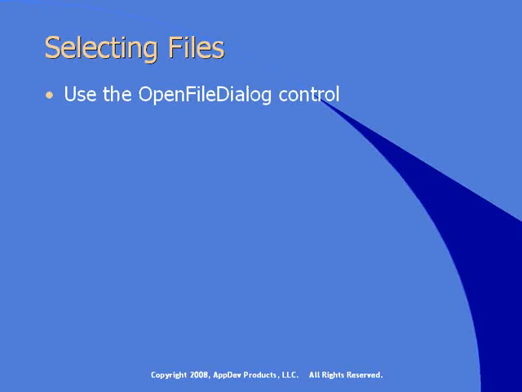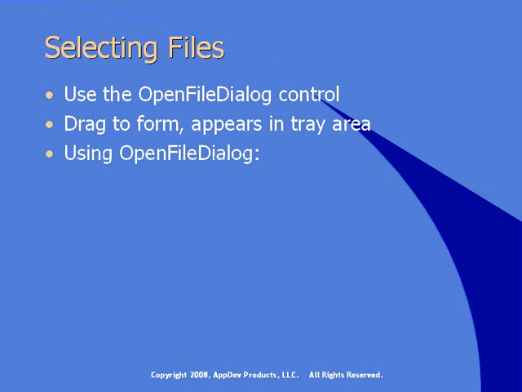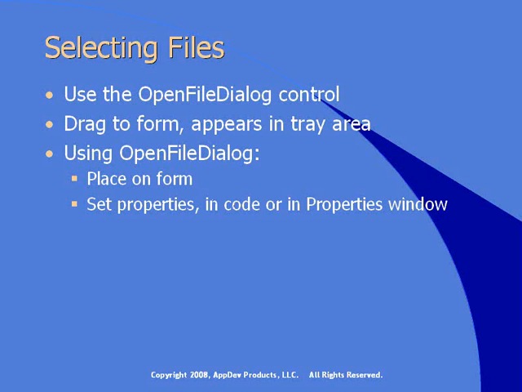To do that, you can use the OpenFileDialog control on a Windows form, which is actually just a visual wrapper around the OpenFileDialog class. If you drag one of these controls to a form, it appears in the tray area of the form. That is, it's invisible at design time and at runtime. So to use the OpenFileDialog, you'll place it on a form and set the appropriate properties either in code or in the Properties window.